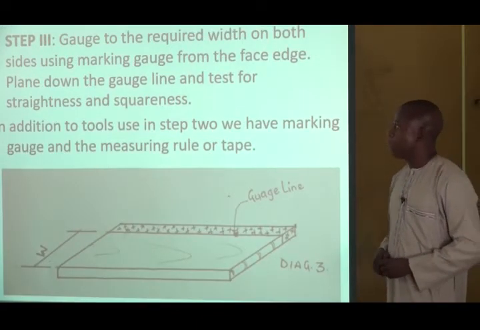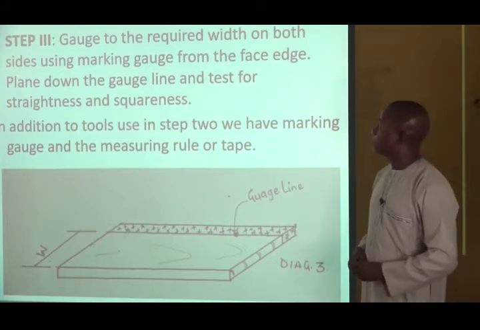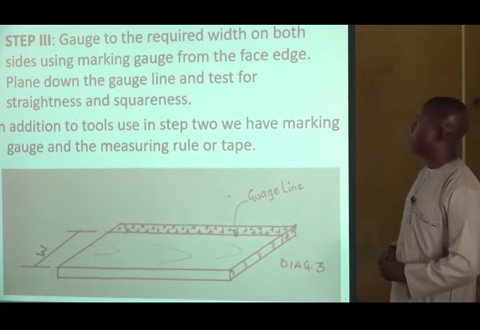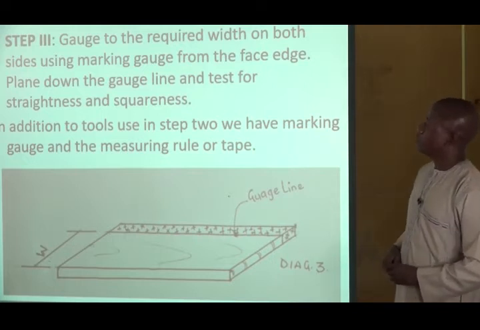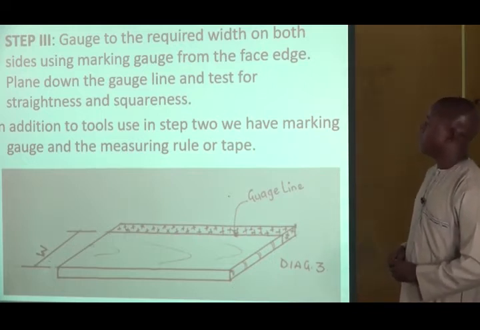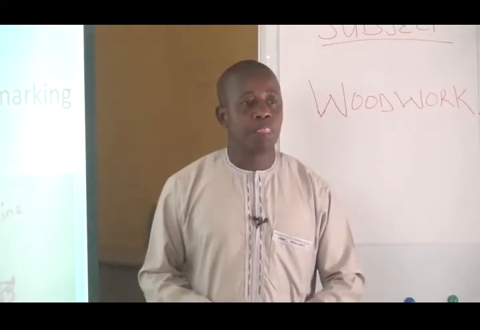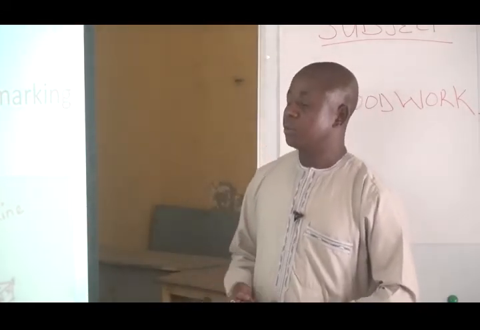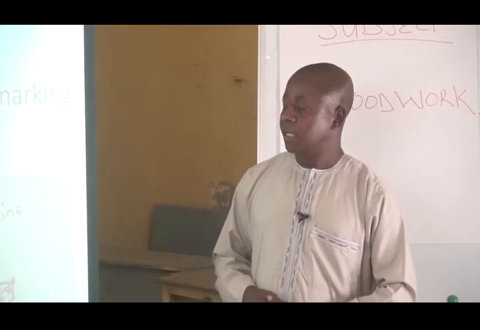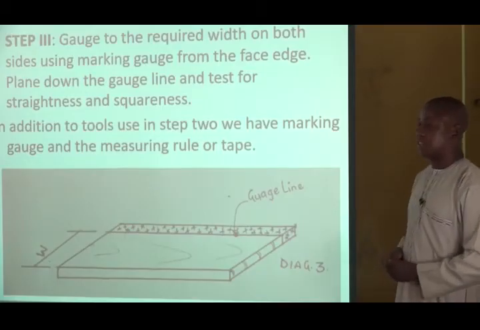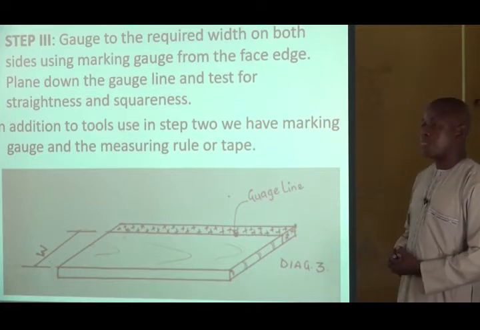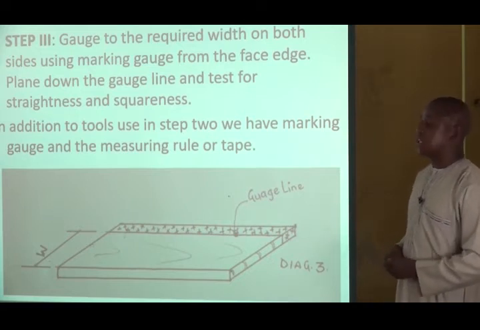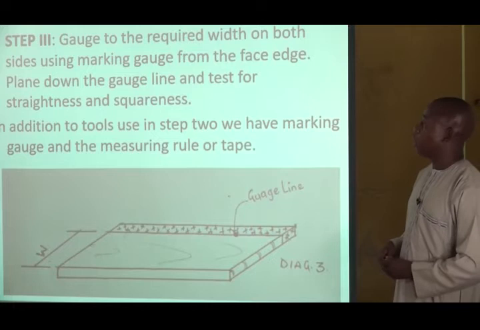Step three says, gauge to the required width on both sides using the marking gauge from the face edge. Plane down the gauge line and test for straightness and squareness. The first two steps have summarily told us the face of our piece is flat and straight, and the edge as well is flat, straight, and square. The next step is telling us to mark our width.